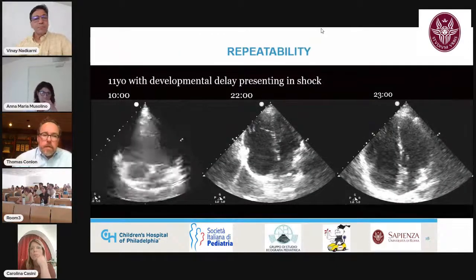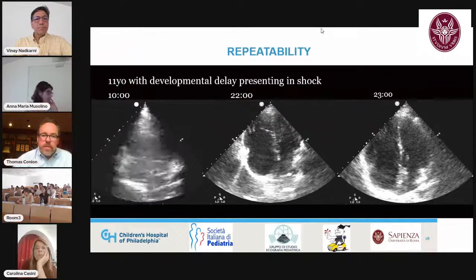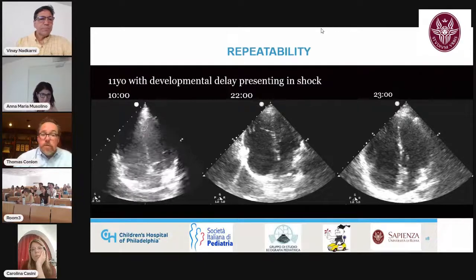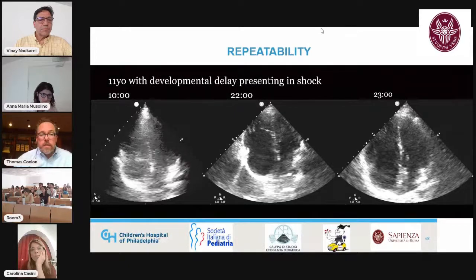The other nice thing about ultrasound is that it's not just one time that you need to use it. You can use it many times. And it's important because we know that shock physiology will change over periods of time.